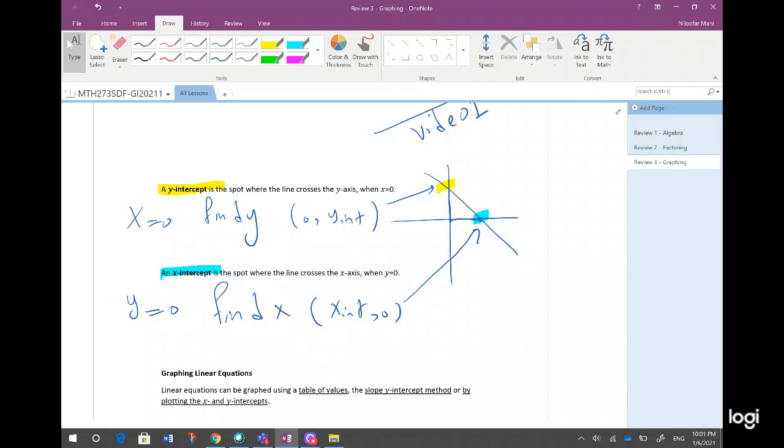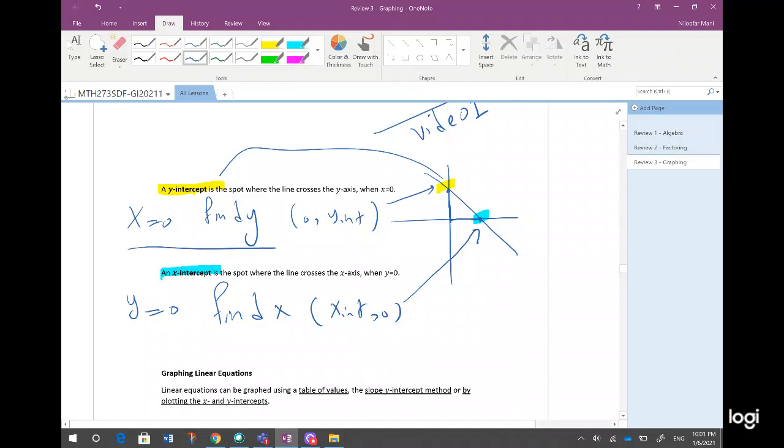Y-intercept is where the graph, the line, touches the y-axis. If you look here, you see this is the y-intercept. And if you make a perpendicular line to the x-axis, you see you reach x equals 0. So if you want to find the y-intercept, you have to put x equals 0 and find y.